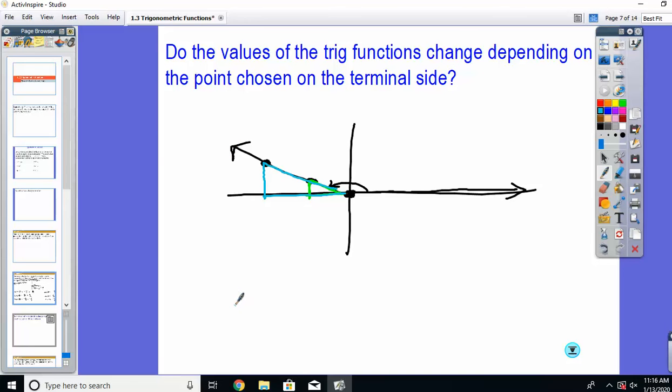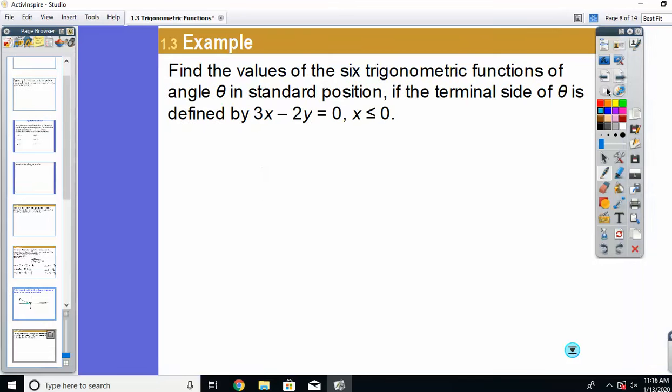All right, so let's do one where I don't give you the ordered pairs, and you have to pick a point. So if you're jotting this down, you want the values of the 6 trig functions if the terminal side of theta is defined by this requirement.